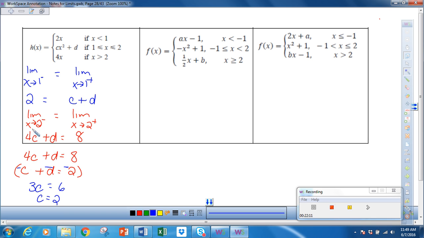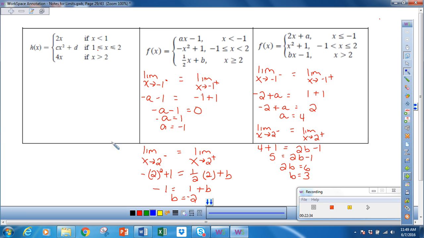And then I can go to either one of these and substitute back in c. So then I get 2 is equal to 2 plus d, which requires d to equal 0. So my ordered pair, c is 2, d is 0. So like I said, take a minute, pause this, do the next two problems, and come back to see the solutions.